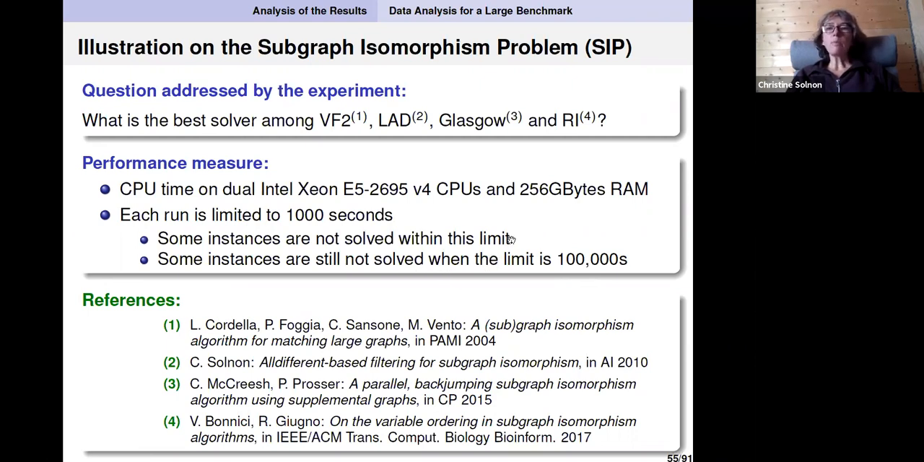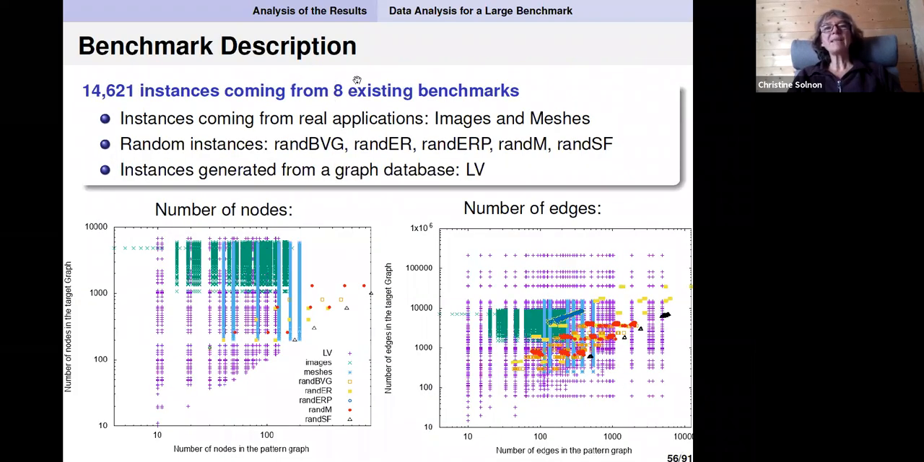So I must put a limit, and I choose a limit which is reasonable because I have a lot of instances. So I consider all instances coming from 8 existing benchmarks. So I have more than 14,000 instances. And these are very different benchmarks. Some are coming from real applications. I also have a lot of random instances. And I also have a benchmark which is coming from a graph database which has been done by Knut. And this database contains very different classes of graphs.